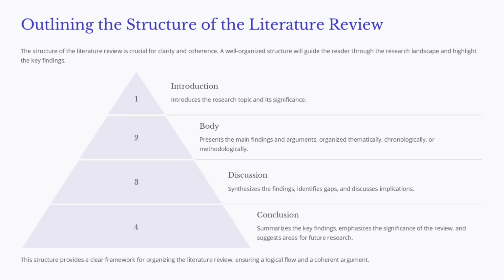The typical structure includes an introduction, a body that presents the main findings and arguments, a discussion that synthesizes the findings and identifies gaps, and a conclusion that summarizes the key points and suggests areas for future research. This structure provides a clear framework that guides the reader through the research landscape and highlights the key takeaways. Having a well-organized literature review is essential for making a strong, coherent argument in your research.